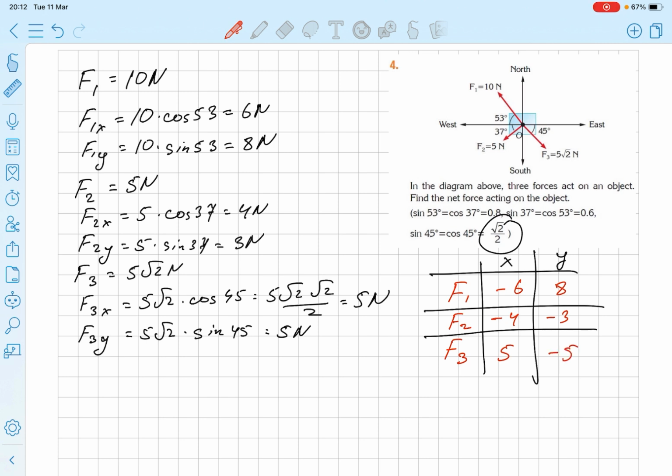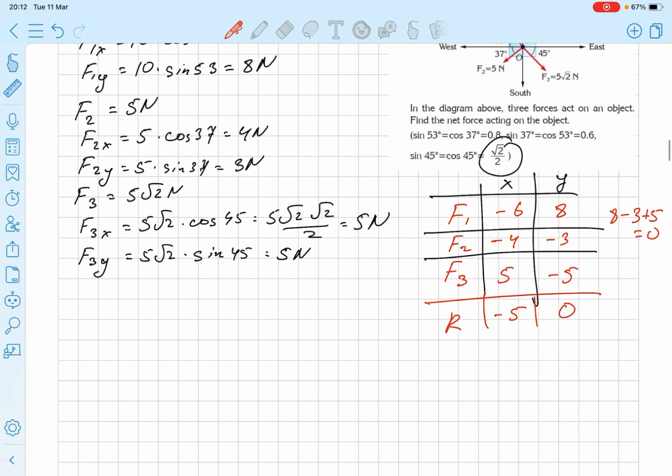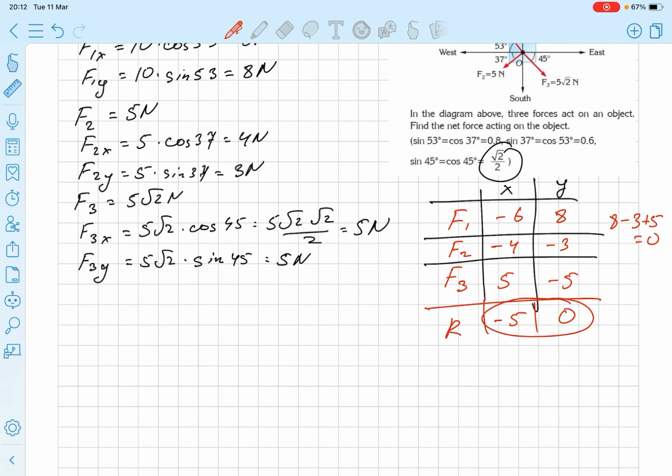Now the last step, we just sum them. We just add these numbers to define the resultant. So -6 minus 4 plus 5 will be -5, and this one is going to be 0. If you add these numbers, 8 minus 3 plus 5 is equal to 0. So that means the resultant vector's components are these ones, -5 and 0.